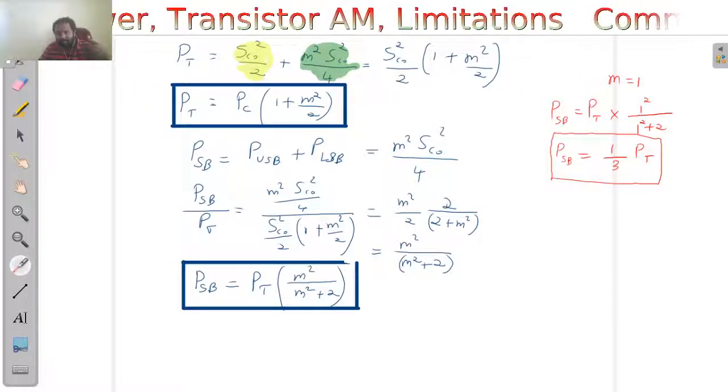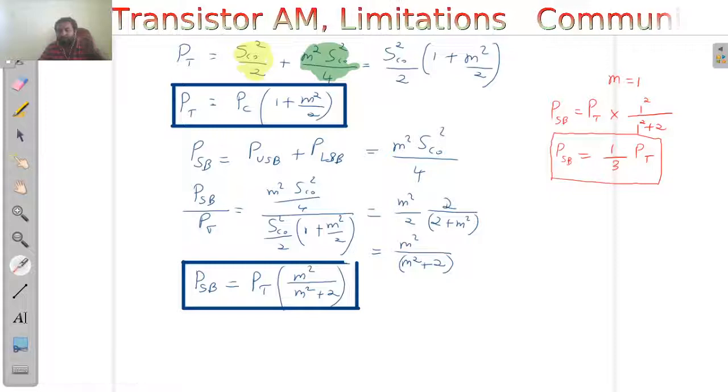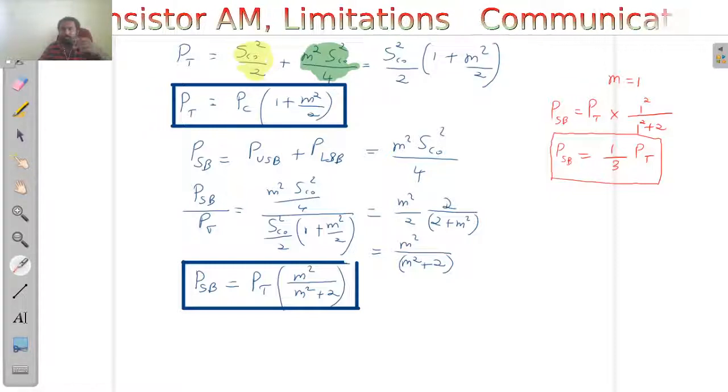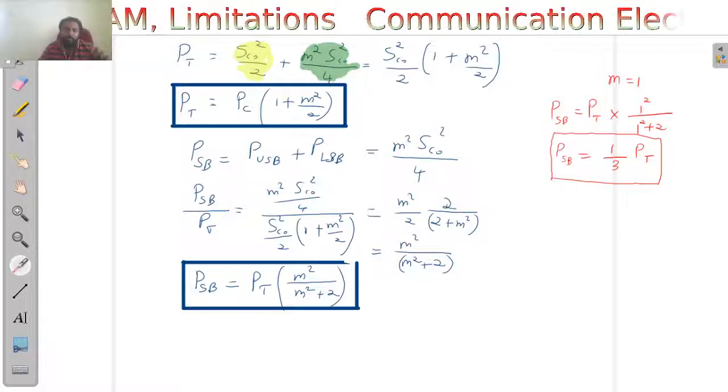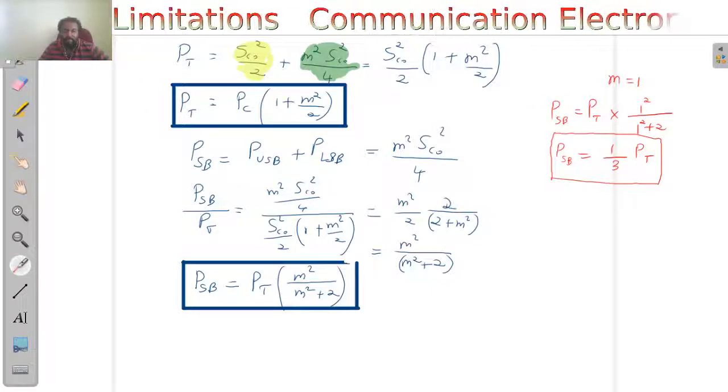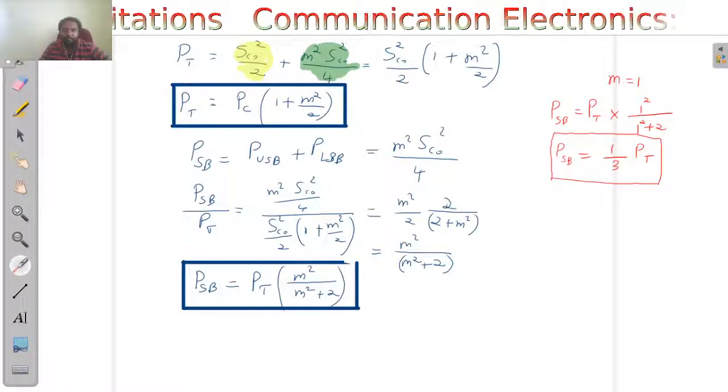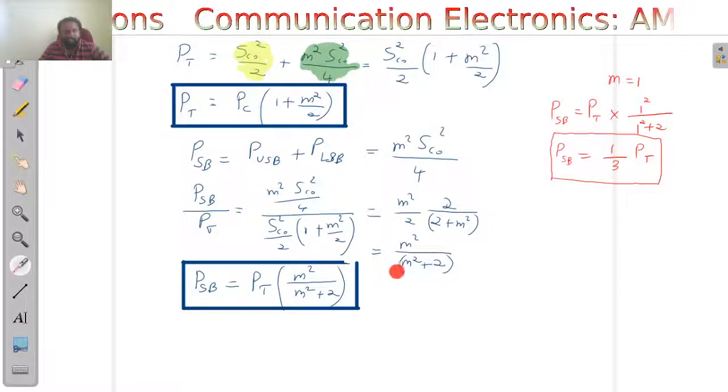M can be less than 1 but not 0. M should be greater than 0 and less than 1. So when you consider the best possible, ideal modulation scheme, that is m is equal to 1.